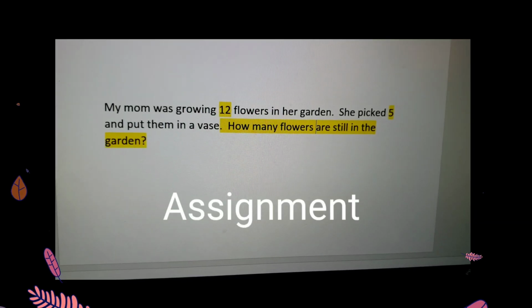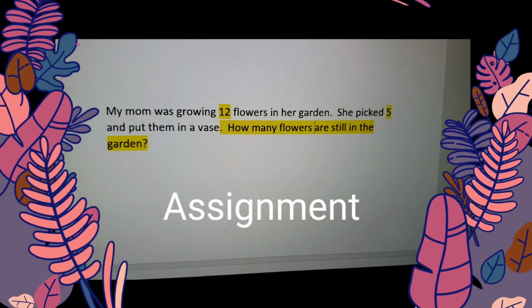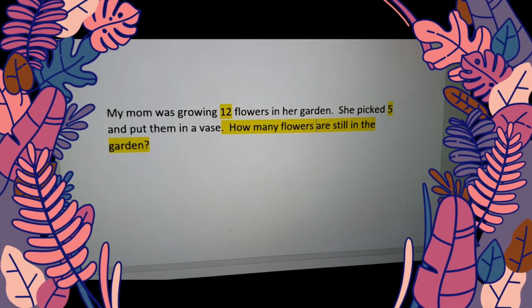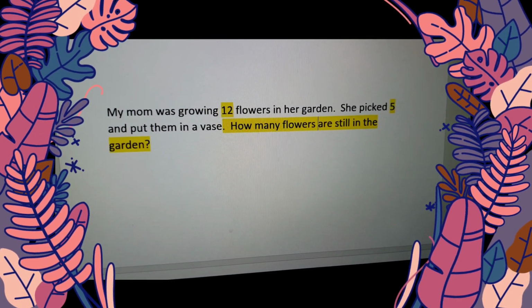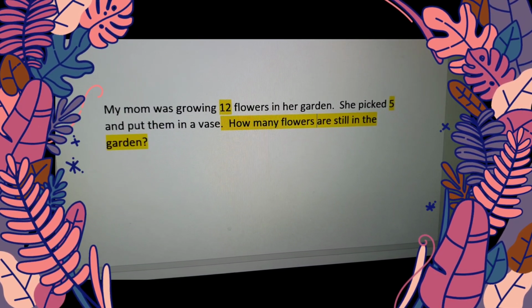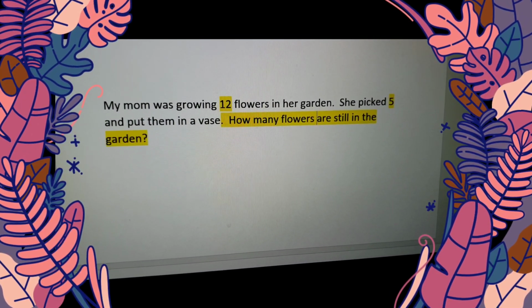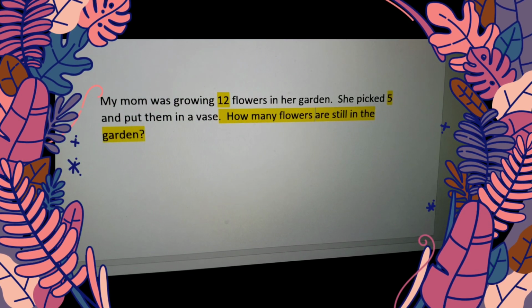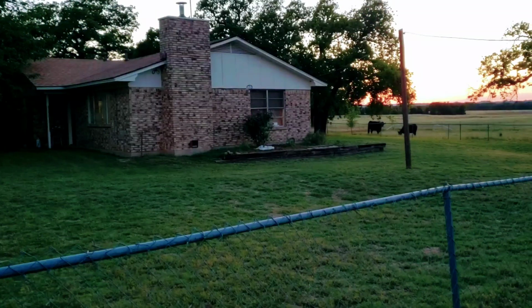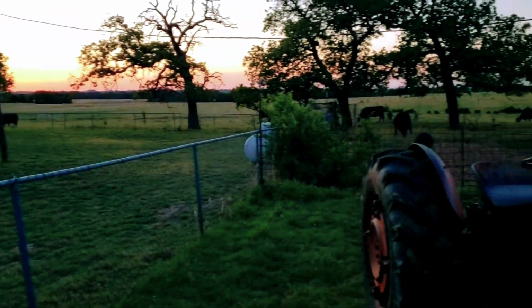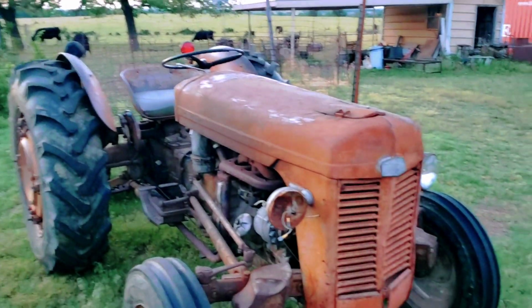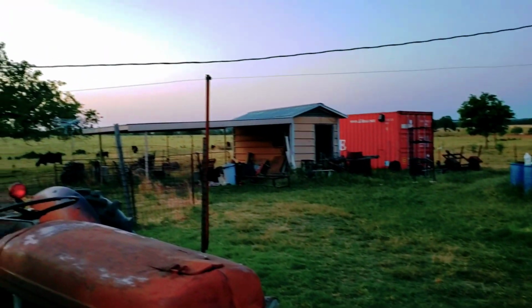So your assignment is to solve this problem. Write the word problem, circle the numbers, underline the question, show an illustration, write the equation, and tell us what the answer is. And then write your own story problem about things that you find on the farm, addition or subtraction.